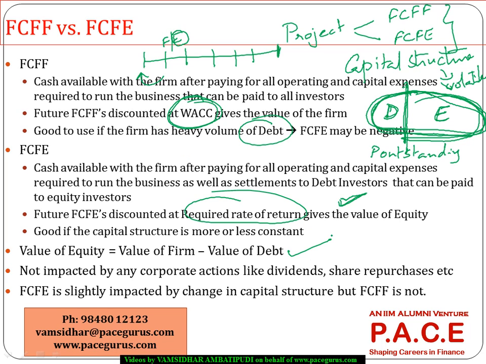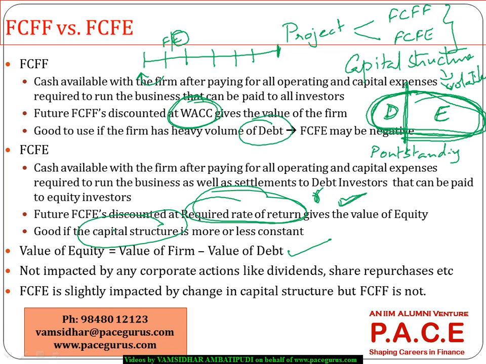So even FCFF can help me finding out the value of the firm, but may not be a direct route. I start with valuing the firm first, and from there subtract the debt to get the equity part. Whereas when I am talking about FCFE, I discount it with the required rate of return on equity. I don't consider the debt at all. So only when the capital structure is more or less constant, means debt is existing but the proportion is more or less the same every period, whenever I have such kind of scenario, it's better to use FCFE based models.